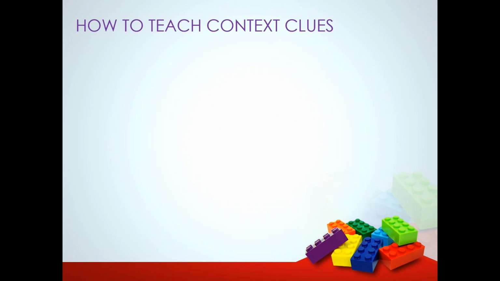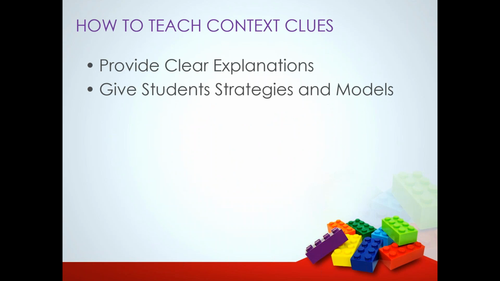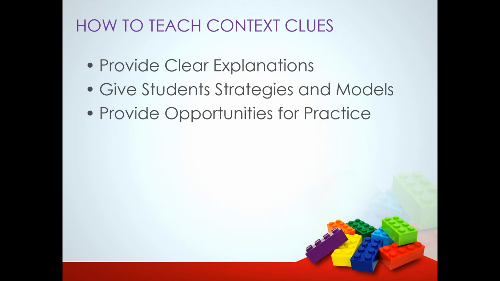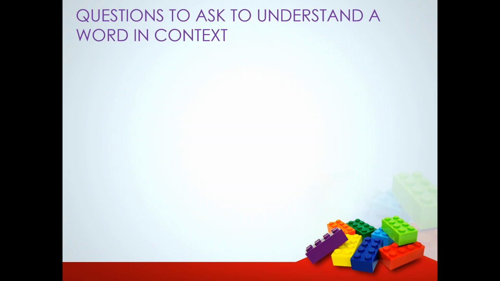So how should we teach context clues to our students? Well, first, we've got to provide very clear explanations for the different types of context clues. We've got to give students strategies and models to look at, and then provide lots of opportunities for them to practice in partners, in pairs, in groups first, and then on their own. We've also got to teach students how to ask themselves questions so that they can better understand words in context.